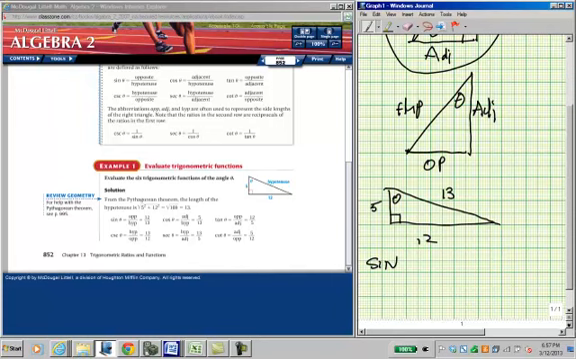The cosine, adjacent over the hypotenuse. Well, here's the adjacent side to theta. Helps form the angle, 5 over 13. And the tangent, opposite over adjacent. Okay, 12 over 5. Then the cosecant is the inverse of the sine, hypotenuse over opposite, 13 over 12. The secant, 13 over 5, hypotenuse over adjacent, and then the cotangent is adjacent over opposite, 5 over 12.